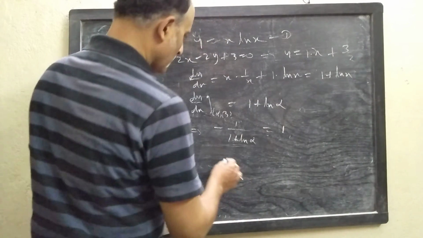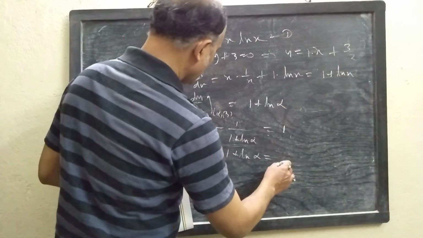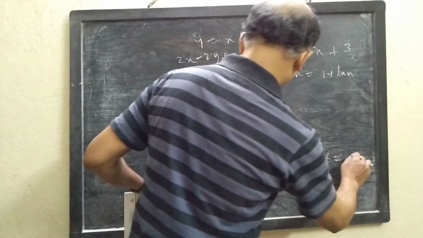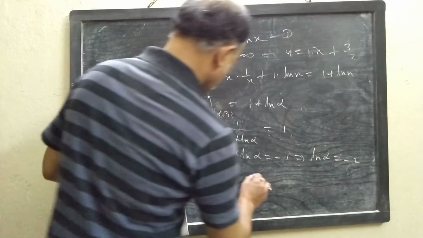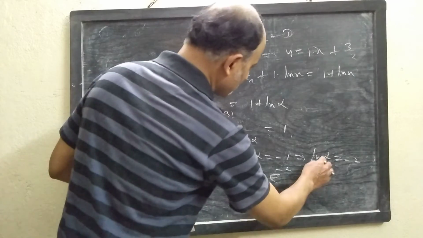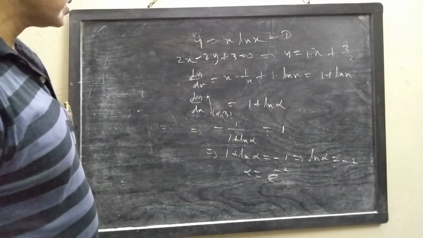So you ultimately get 1 plus ln alpha equals minus 1. That is ln alpha equals minus 2, that is alpha equals e to the power minus 2. Why e to the power? Because ln means log base e. So you get alpha equals e to the power minus 2.